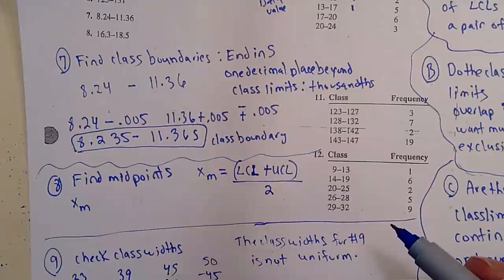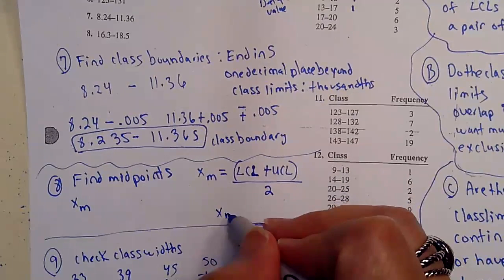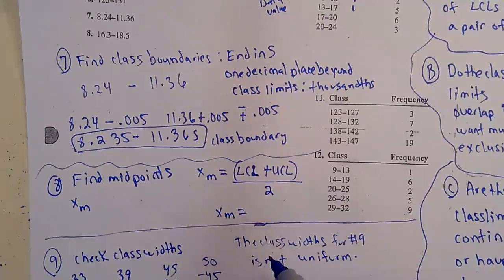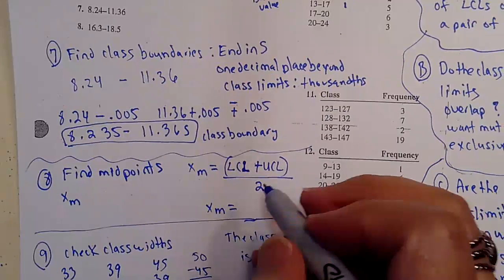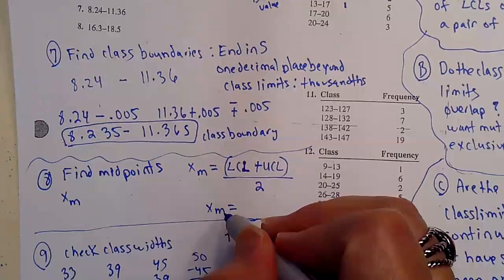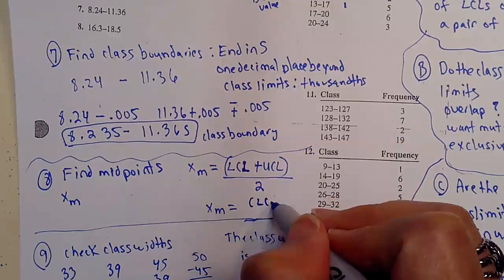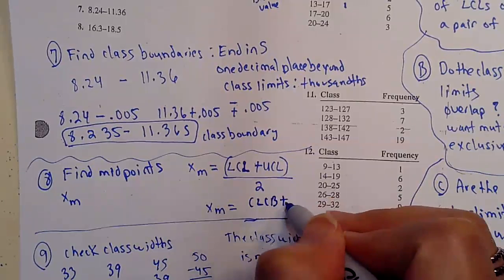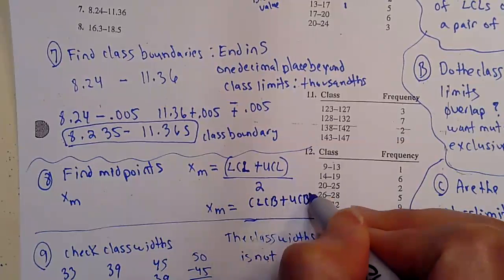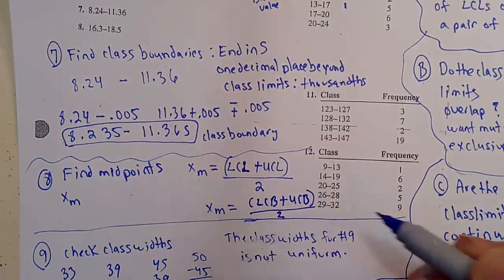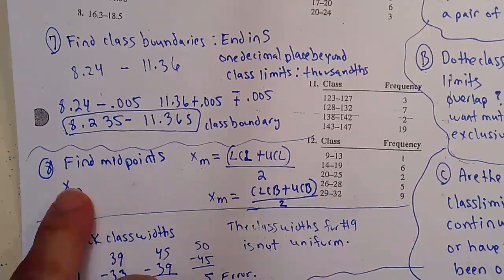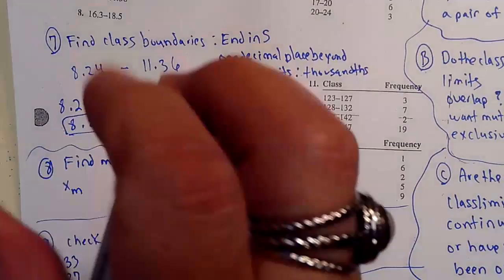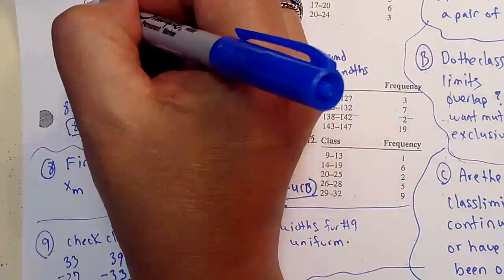Now, if I wanted to check my work, I have to do the class boundaries anyway, but then I could also check my work when I do the midpoint. I could do the lower class boundary plus the upper class boundary, add those up and divide by 2. Remember we did that? So I did something in 7, and I'm going to do something in 8.